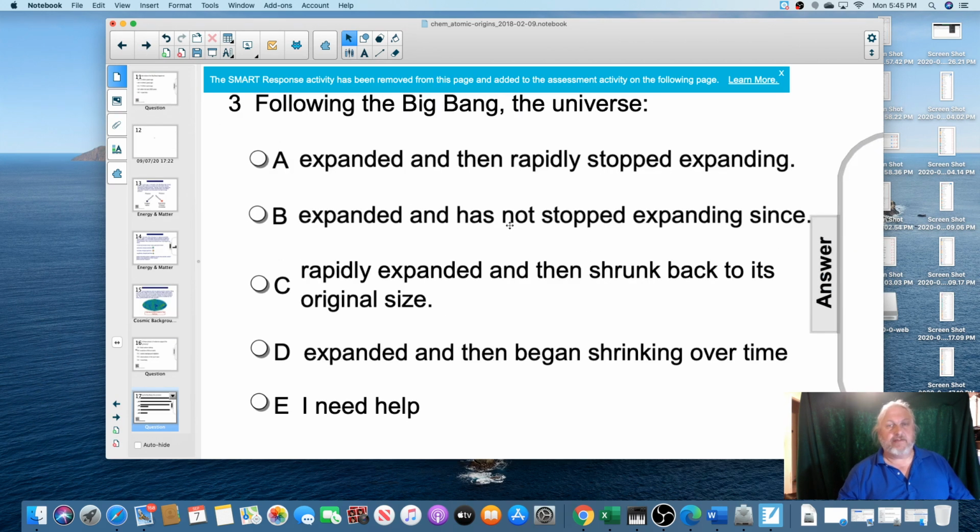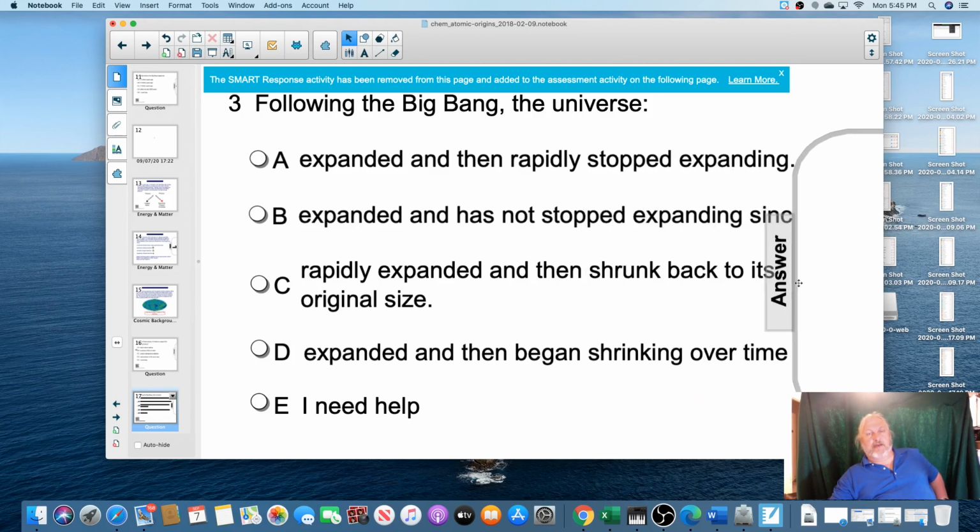Following the Big Bang, the universe expanded and then rapidly stopped expanding. Expanded and has not stopped expanding since. Rapidly expanded, then shrunk back to its original size of a pinhead. Expanded and then began shrinking over time? Or I need some help. Hopefully, you answered B. Expanded and has not stopped expanding since.